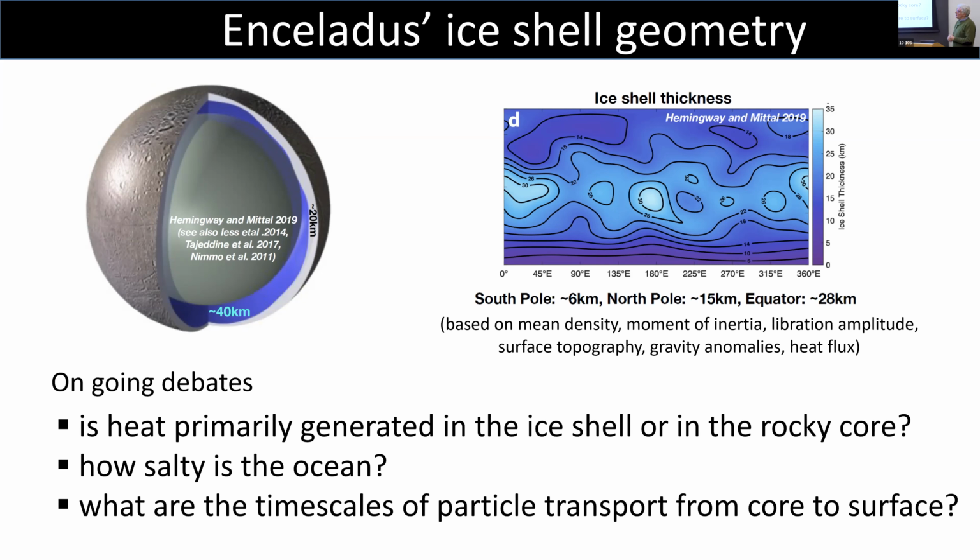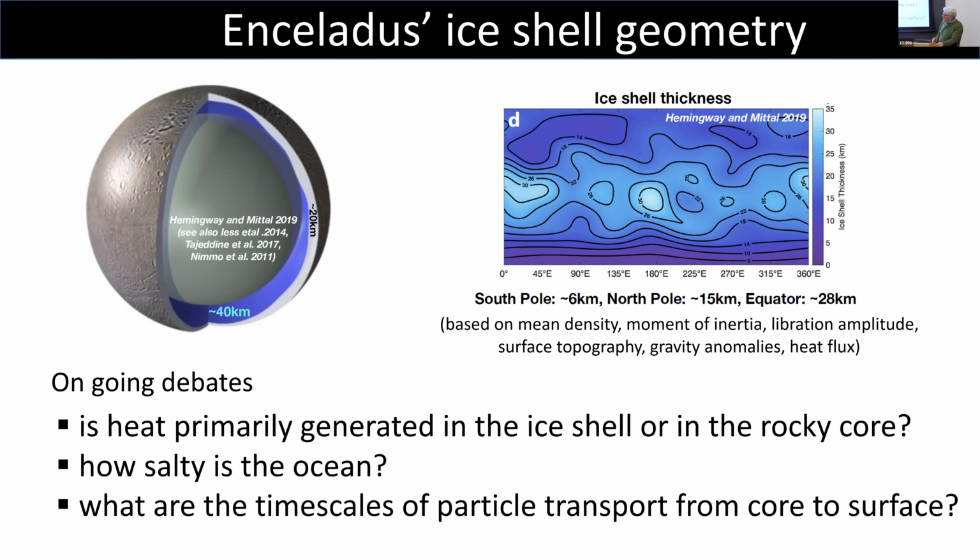So the ongoing debates are, is the heat primarily generated in the ice shell or in the rocky core? So this tidal heating could be occurring in the core, could be occurring in the ice shell. People don't know about this partition between one and the other. That's because we don't know much about the rheology of the ice or what's going on in the core. Another big uncertainty is how salty the ocean is. As I will mention later on, how salty the ocean is matters quite a bit in figuring out what's going on, because it affects the equation of state of water, and whether, if you add heat to the water, it gets buoyant or denser.